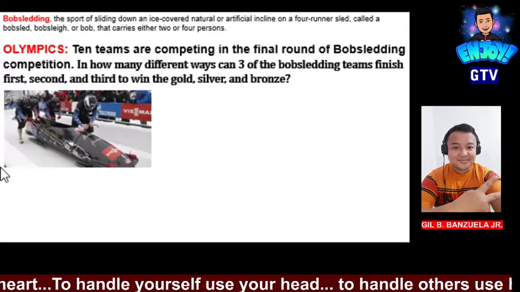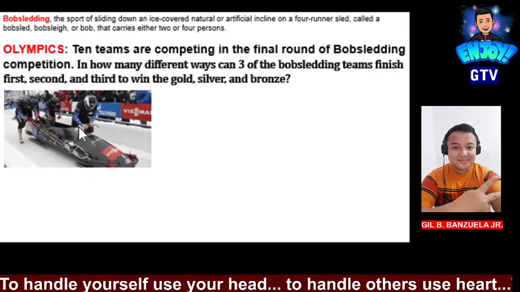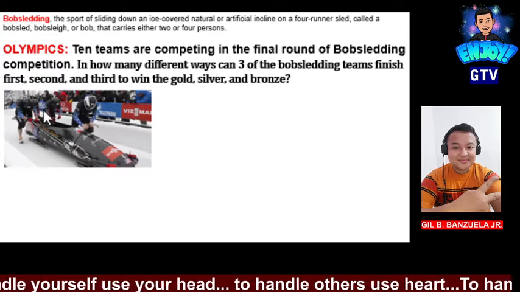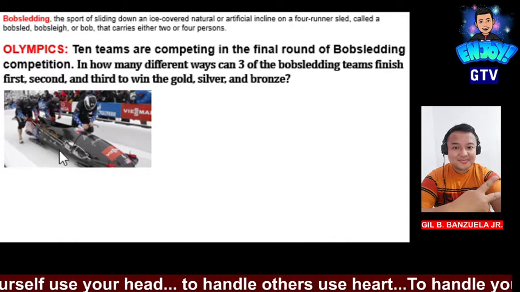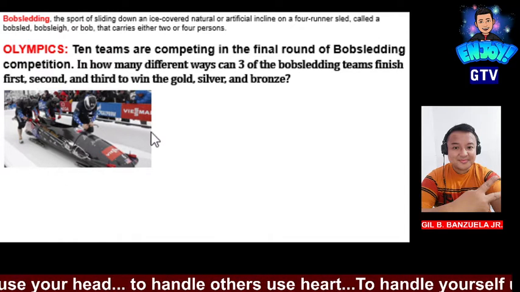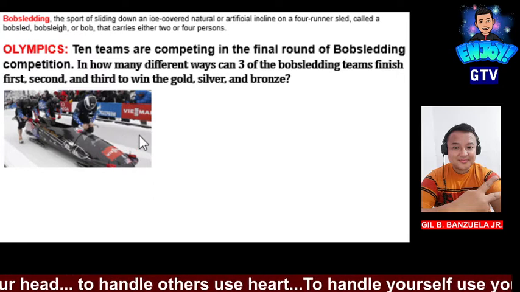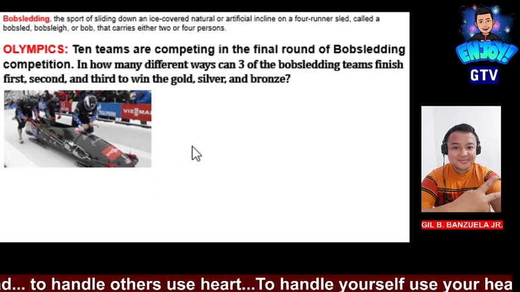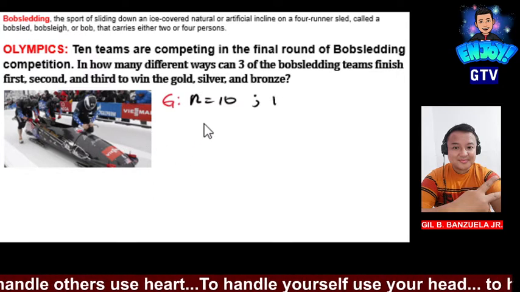So, bobsledding looks like this. Here, it could be 2 or 4 members. Then they will slide down up to the finish line. Alright, so let's find all the given here.